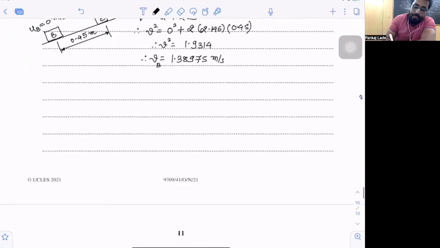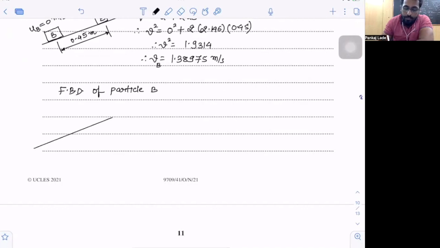So I again make the FBD of particle or body B. It was kept on an inclined plane, which is inclined by an angle of 18 degrees. You can simply make a block very quickly over here now, because it's a big question for 8 marks.